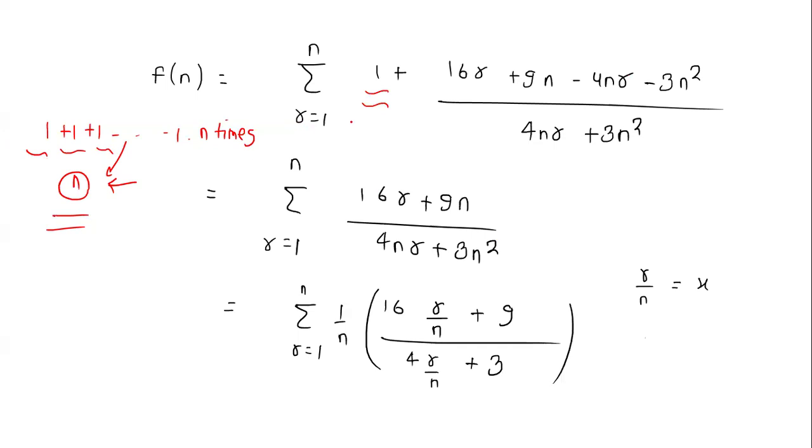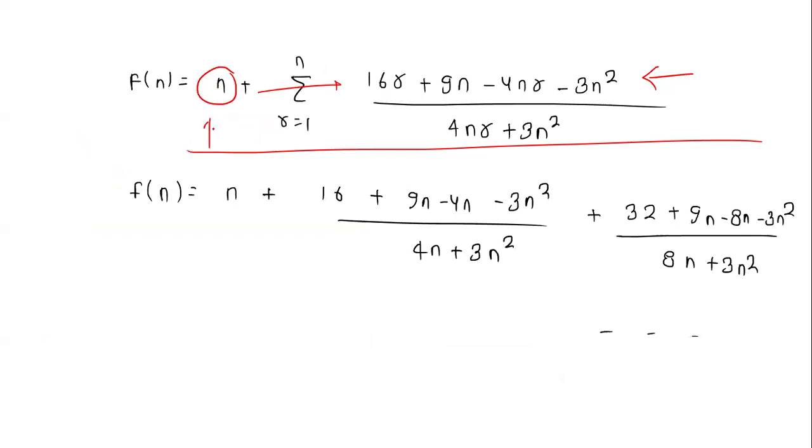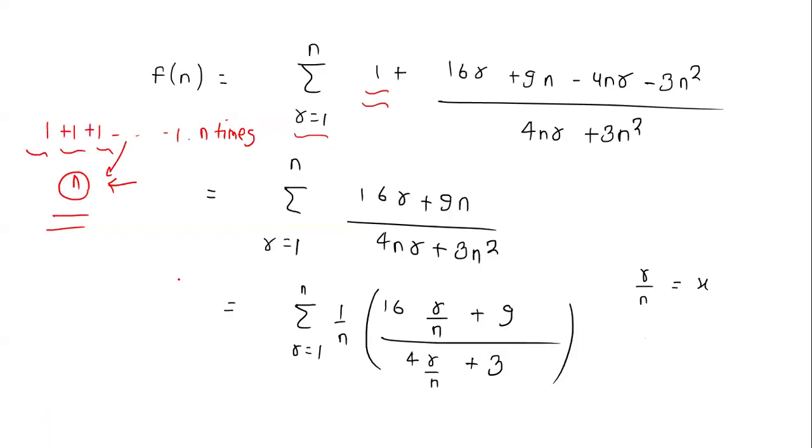Because this one is independent of r, here we are varying the r, and this is independent of r, so we can say that the one term will come n times, so this will come n. So this is the term which we are moving inside the summation.